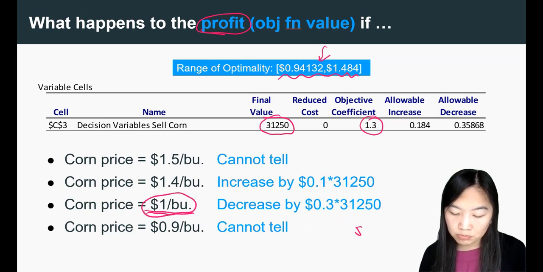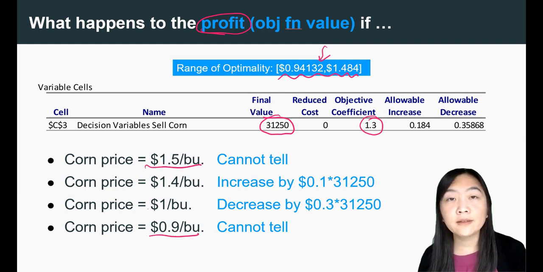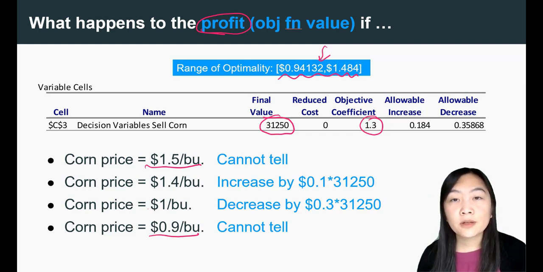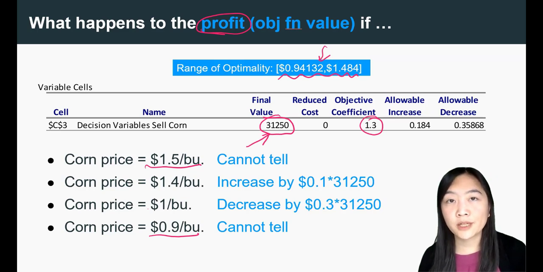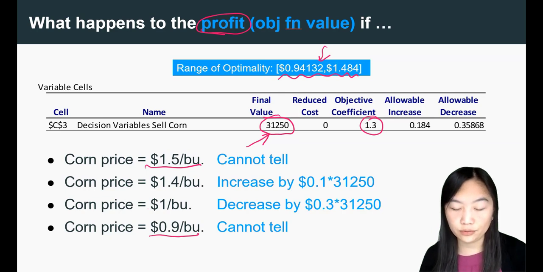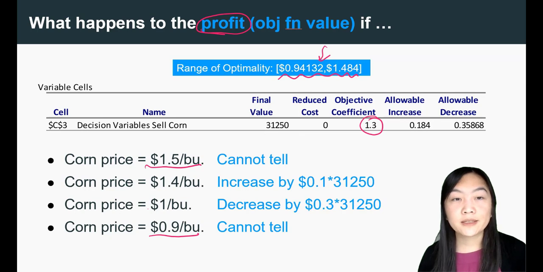And what if the price is either 1.5 or 0.9? Can we tell from the sensitivity report what will happen to the profit? No. Why? It's because the optimal solution under those two prices will change. So we don't know what the new solutions are, and you have to solve the problem again to be able to tell that information.